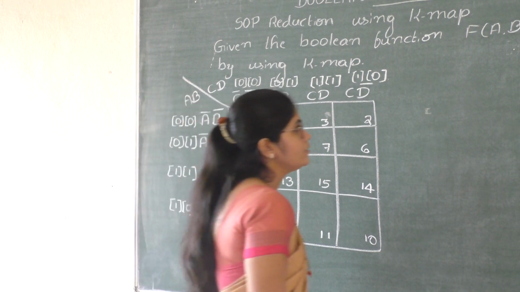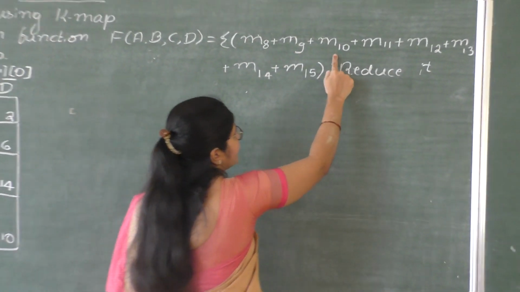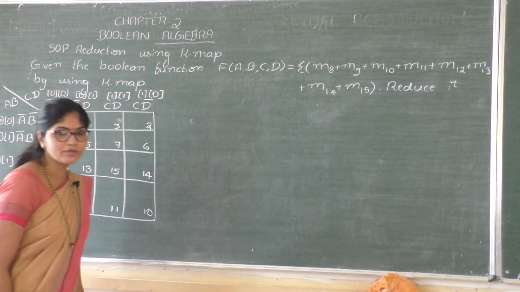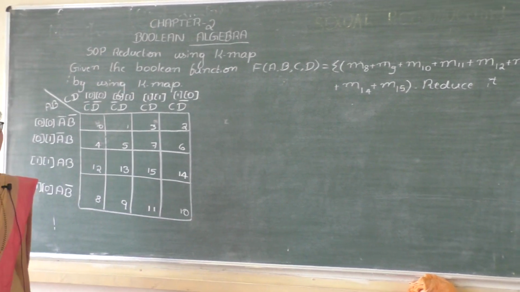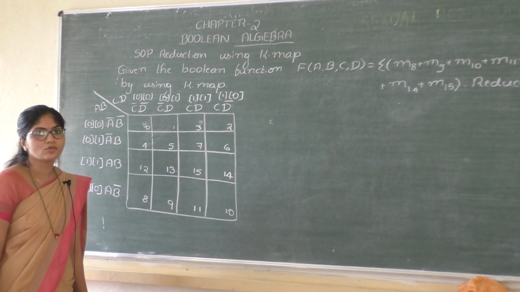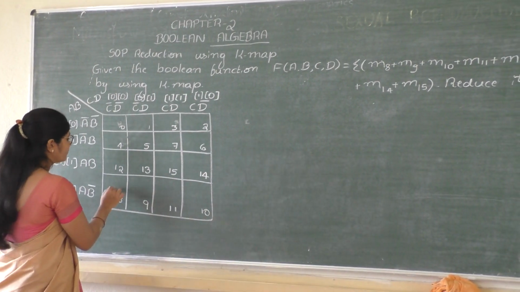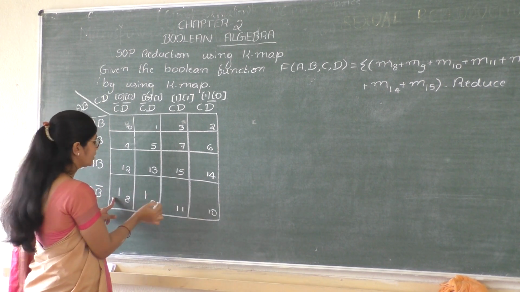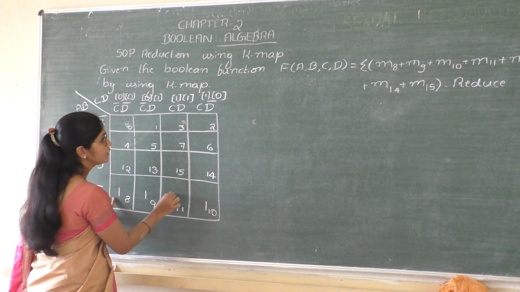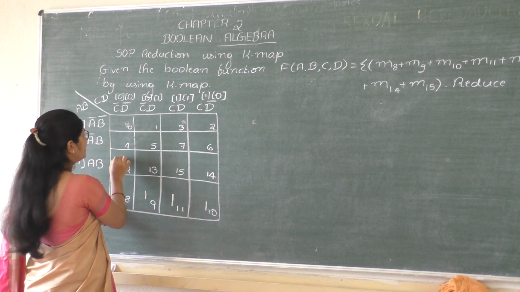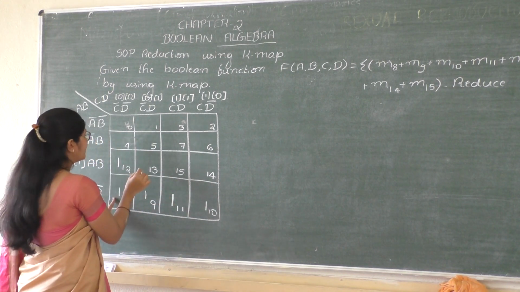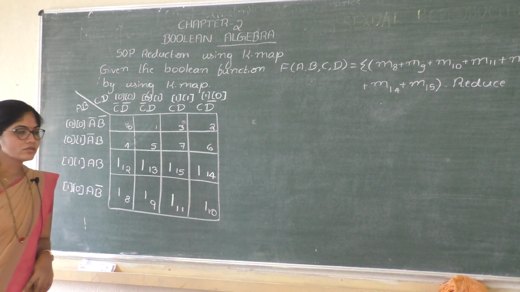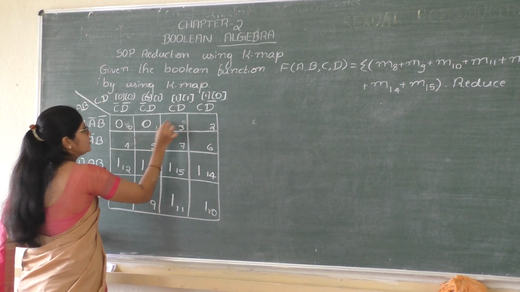So 8th square, 9th, 10th, 11th, 12th, 13th, 14th and 15th squares are having the output 1. So fill those squares with 1s and fill the remaining squares with zeros. Fill M8, M9, M10, M11, M12, M13, M14 and M15 with 1, and fill the remaining squares with zeros.